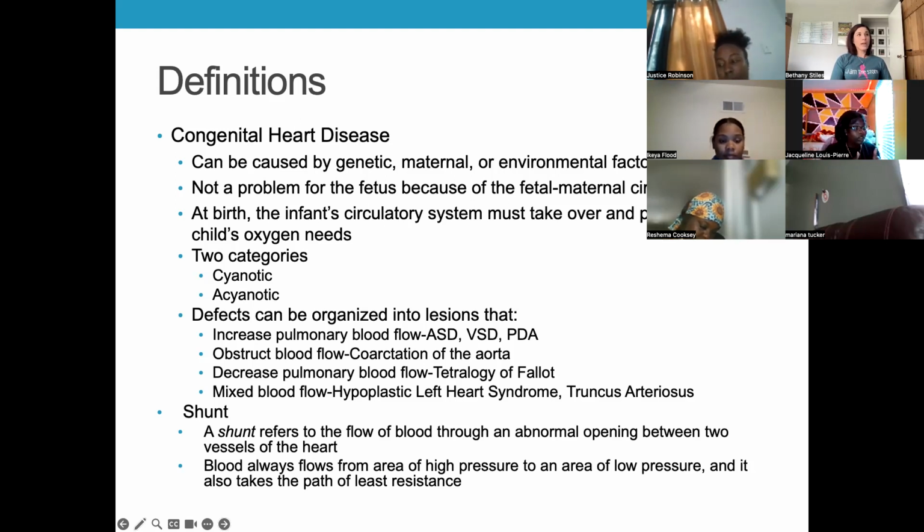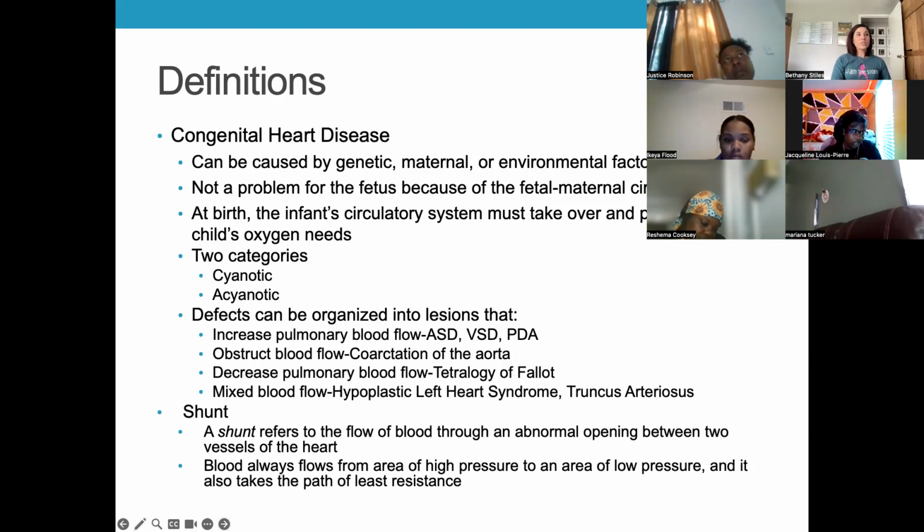So we have two different types of congenital heart disease, cyanotic and acyanotic. So whether you stay pink or whether you turn blue. So cyanotic conditions are conditions that make you turn blue. Acyanotic, you can stay pink. We can categorize them into different groups depending on what they do to our blood flow.